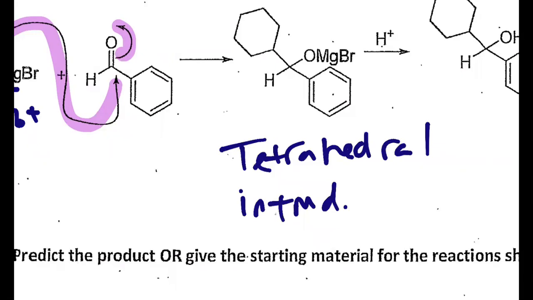Right, so an intermediate is any species that's on the path from start material to product that you can actually isolate. Because that's not the product, right? Mm-hmm. Right. So if it's not the product and it's not the start material, it's either an intermediate or a transition state. Okay.